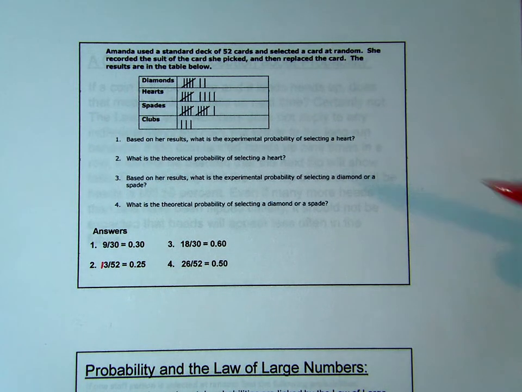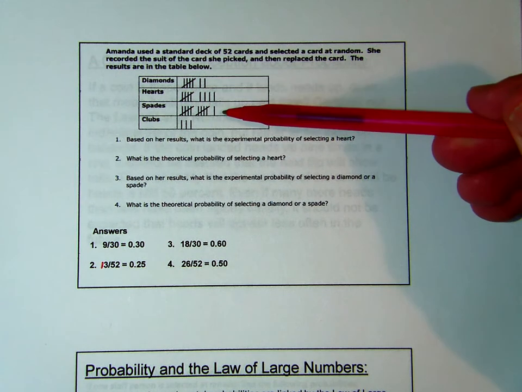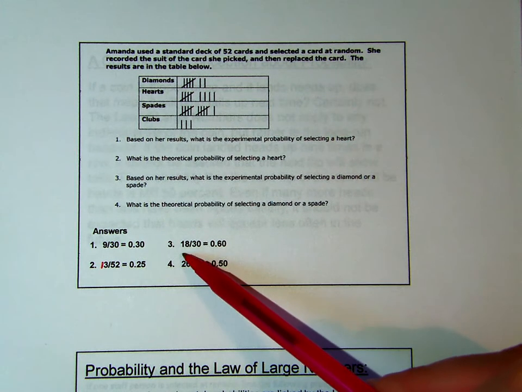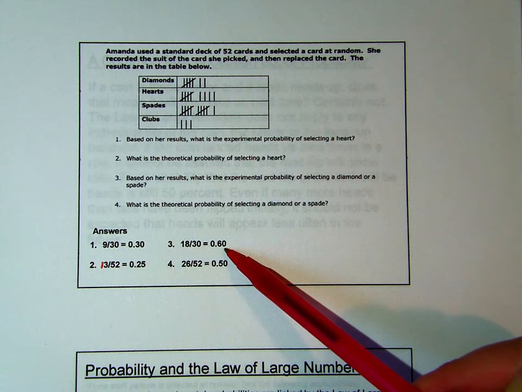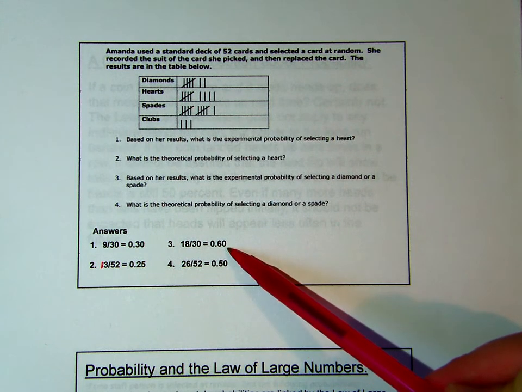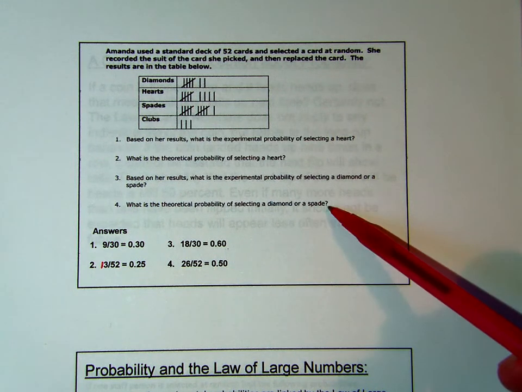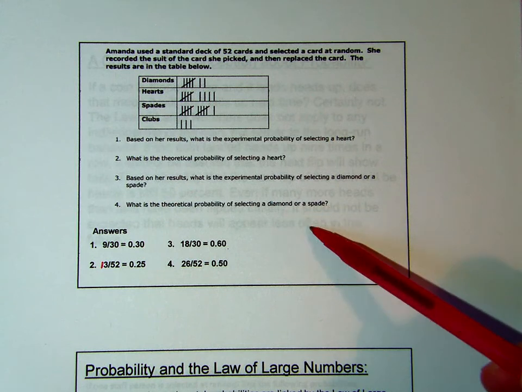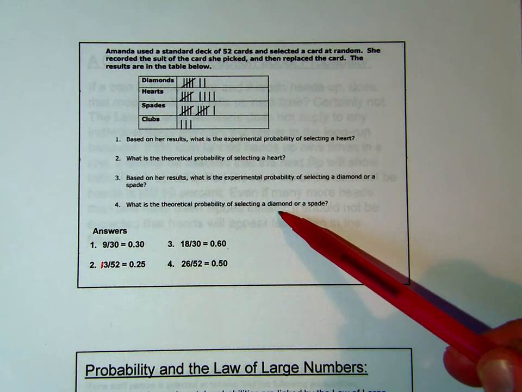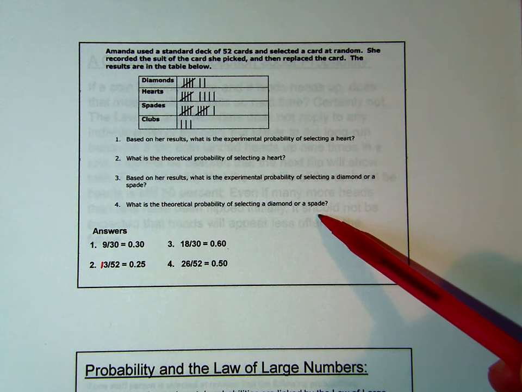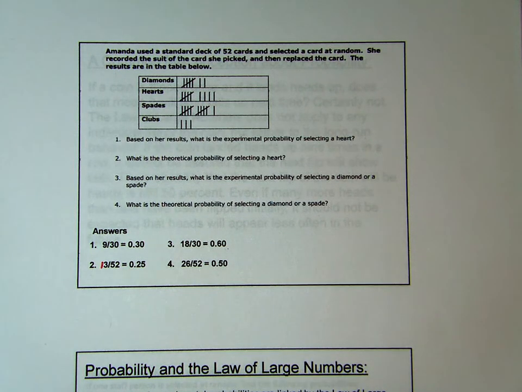Number 3, based on her results, what is the experimental probability of selecting a diamond or a spade? So if you add up the number of diamonds to the number of spades, for a grand total of 18 of the 30, for an experimental probability, or empirical probability, they mean the same thing, of 0.6. The theoretical probability of picking a diamond or a spade, well, diamonds and spades, those are mutually exclusive. So a 13 out of 52 plus a 13 out of 52 chance, 26 out of 52, is a 0.5 chance.